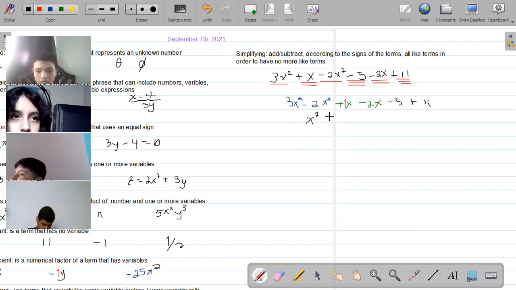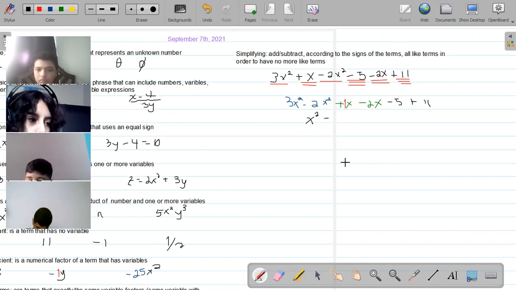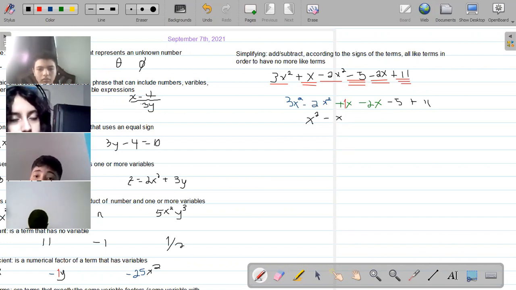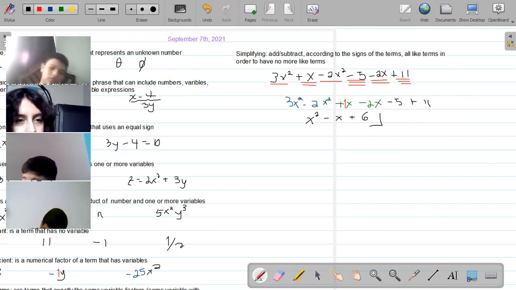And then I'm going to subtract. And using the rules of signs, different signs, I subtract and I keep the sign of the greatest number. So it is negative 1x. So it's going to be just negative x. Then negative 5 plus 11. Again, rules of signs. I subtract and keep the sign of the greatest number. So that's going to be plus 6. And this is the simplification of this exercise, okay?